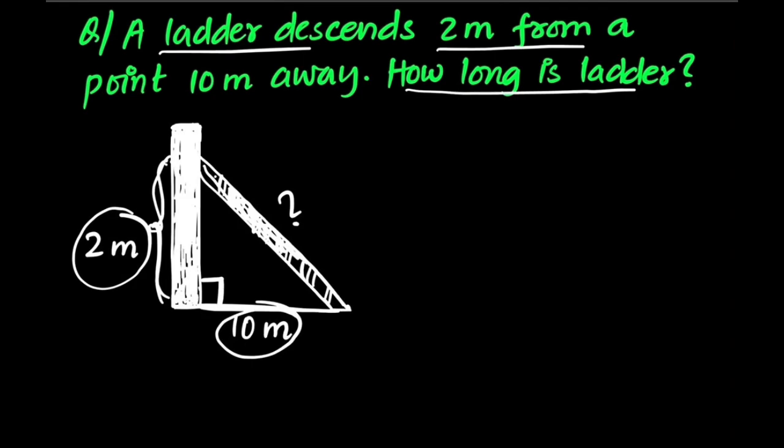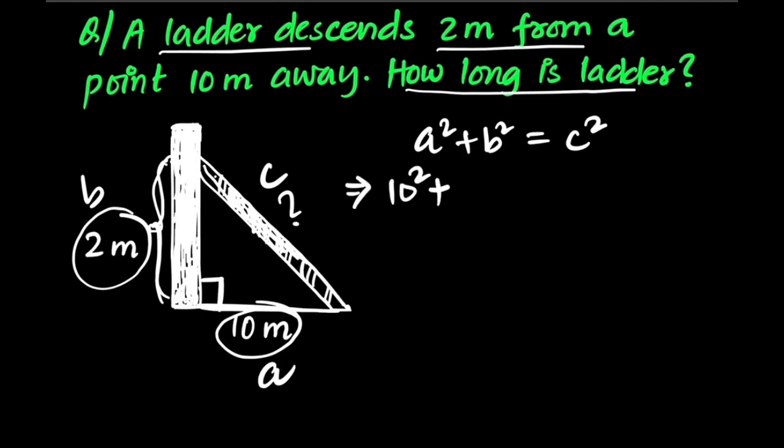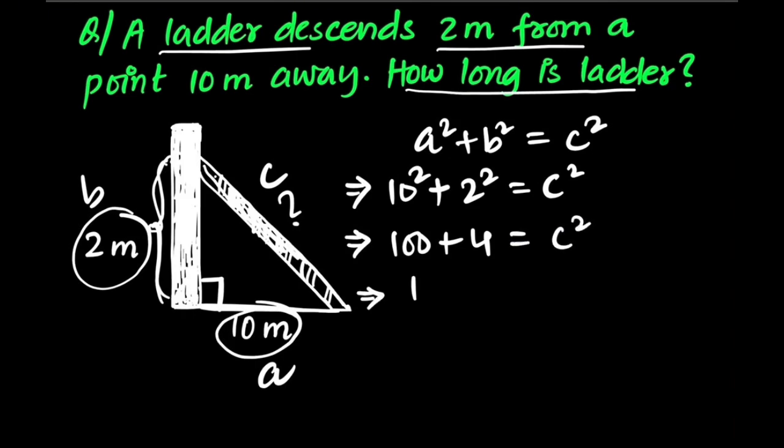Since this situation forms a right triangle, a squared plus b squared must equal c squared. So let this be a, let this side length be b, and let this hypotenuse be c, which is the length of the ladder. Substitute the values of a, b, c in the equation. A squared means 10 squared, b squared means 2 squared, which equals c squared as it is. 10 squared means 100, 2 squared means 4, which equals c squared.